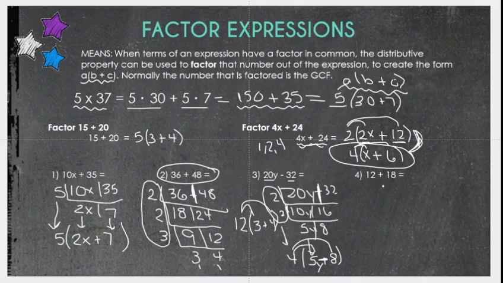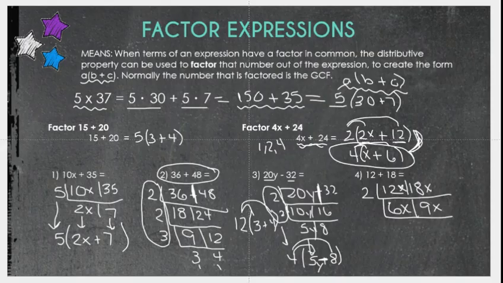And last, we'll do 12 and 18. There's no variable in this case. Actually, let's do this. Let's make this 12x and 18x. So you can see what happens if we happen to have a variable in both places. So I'm going to start with my number. I'm going to start with 2. 12x divided by 2 is 6x. 18x divided by 2 is 9x.